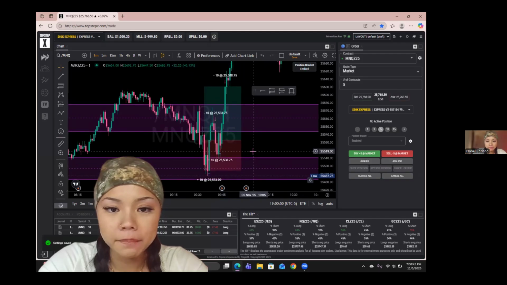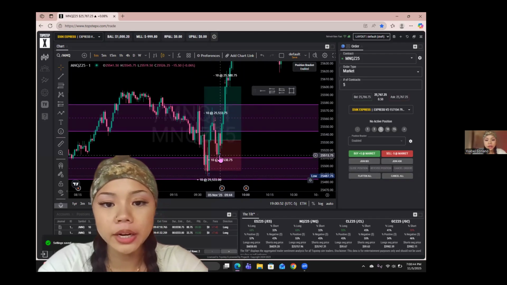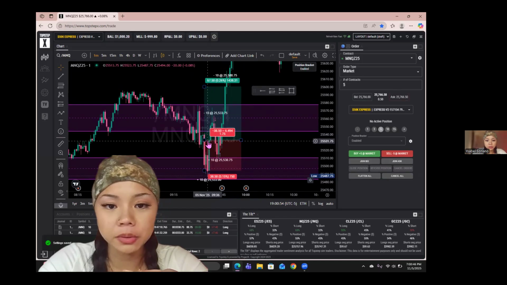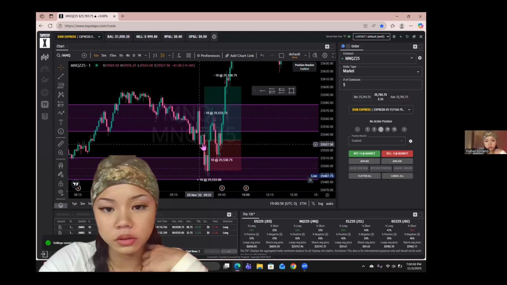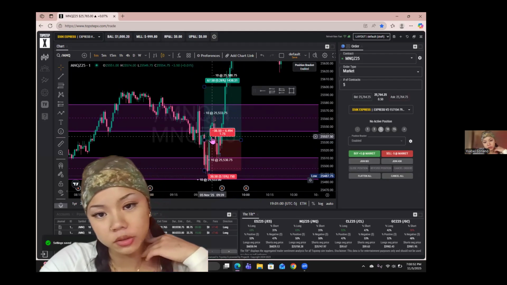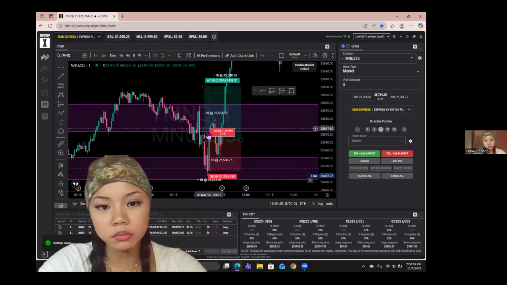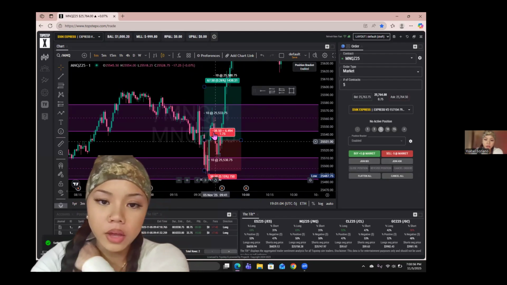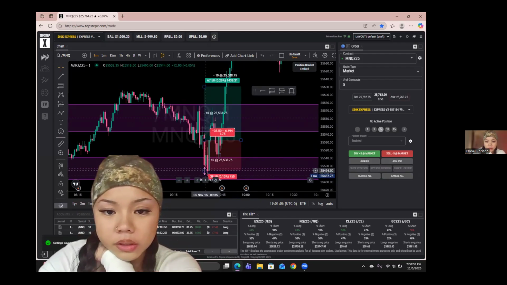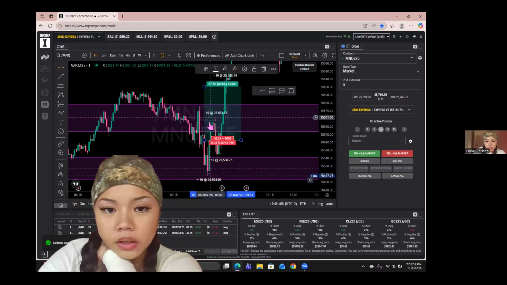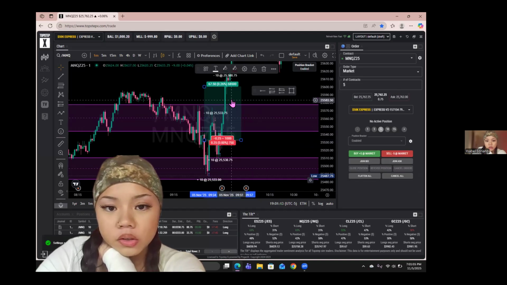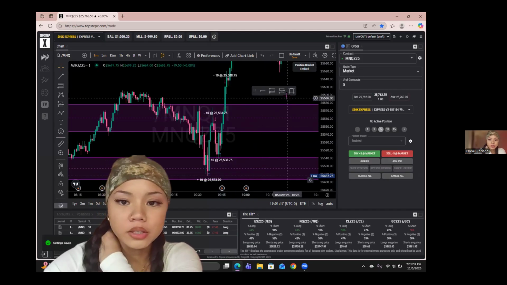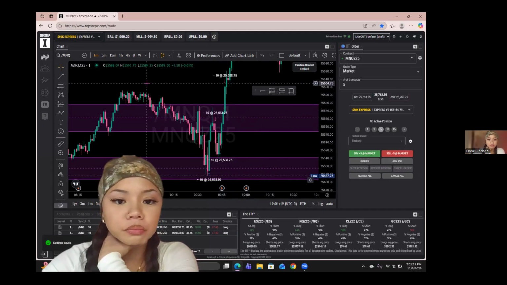Here I entered on the change of state of delivery because we tap into the 1 hour and then change the state of delivery, and this is where I enter. And we had good volume, a good push up here. And then around here at 1 to 1, I go break even. And then we just wick up and then I get stopped out. So I was like, okay, I'm going to look for another entry because I didn't lose any money.